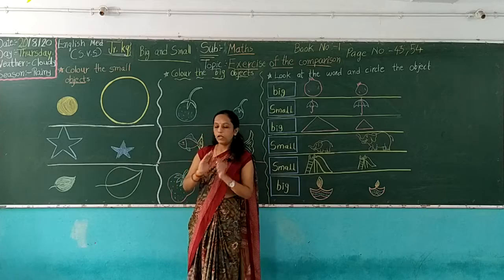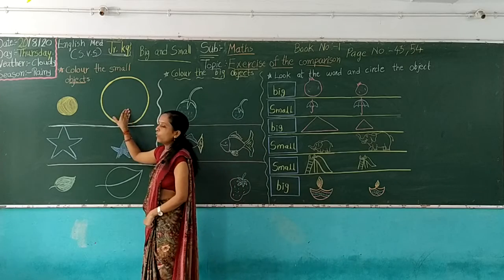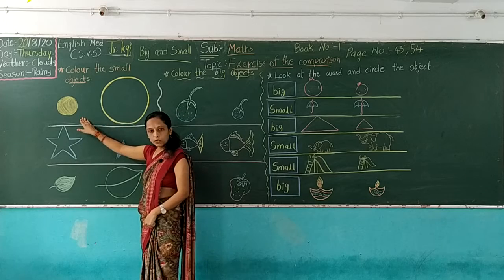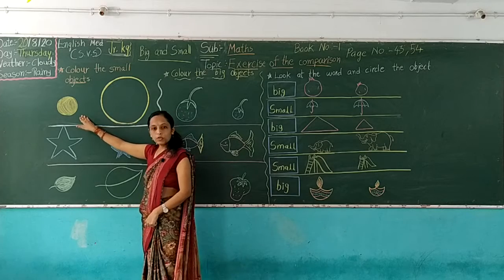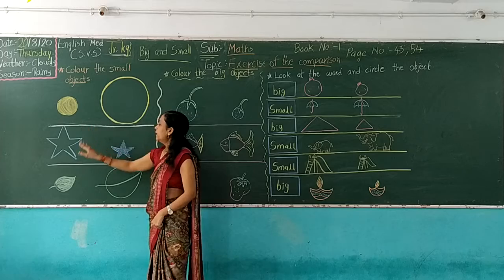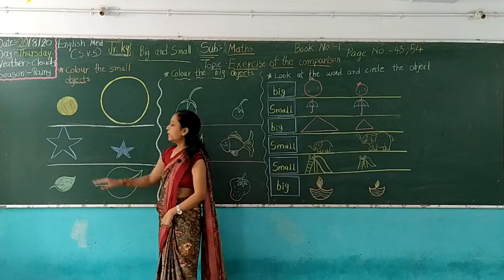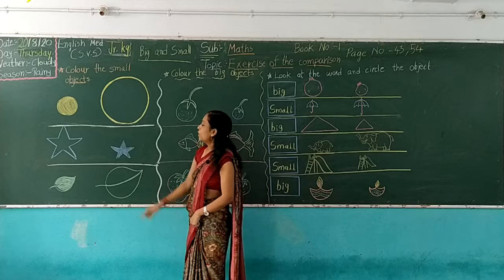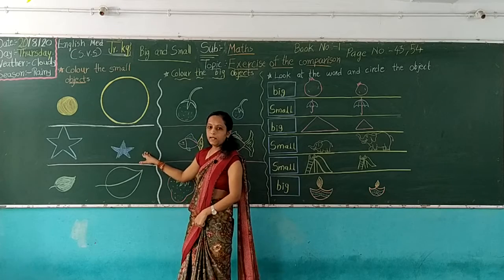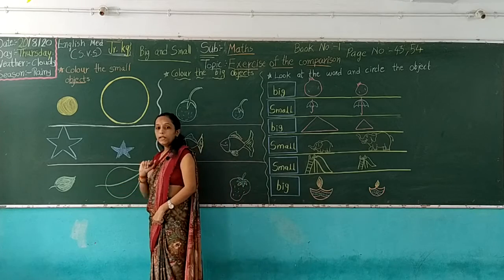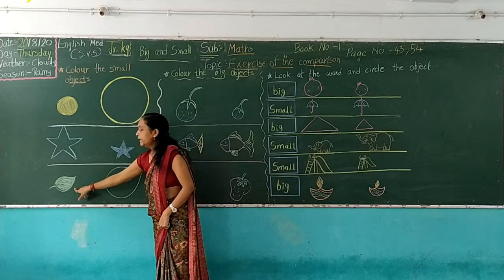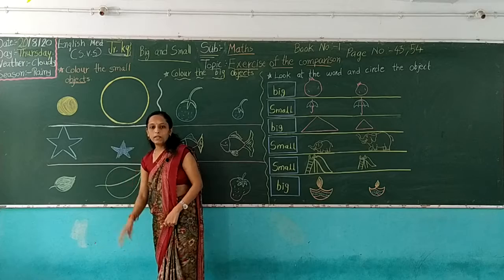Big, small. Here I drew two circles. One is big and the other one is small. So color only the small circle. Okay. These are two stars. This one is big and this one is small. So color only the small star. These are two leaves. So color only one leaf. So this leaf is small.